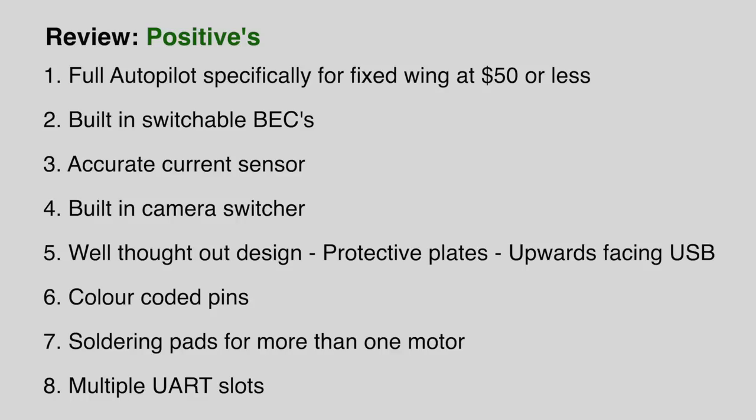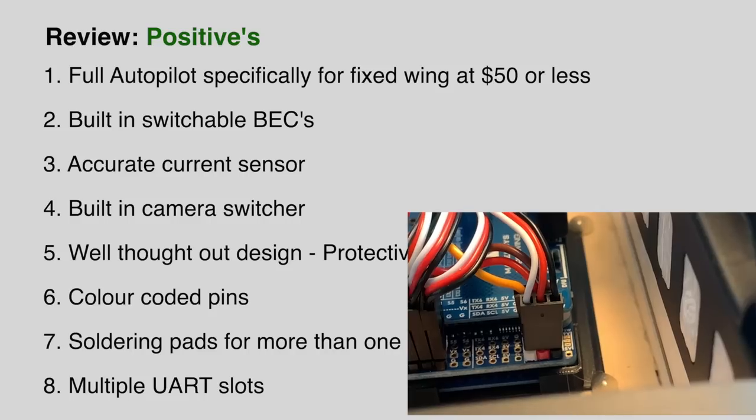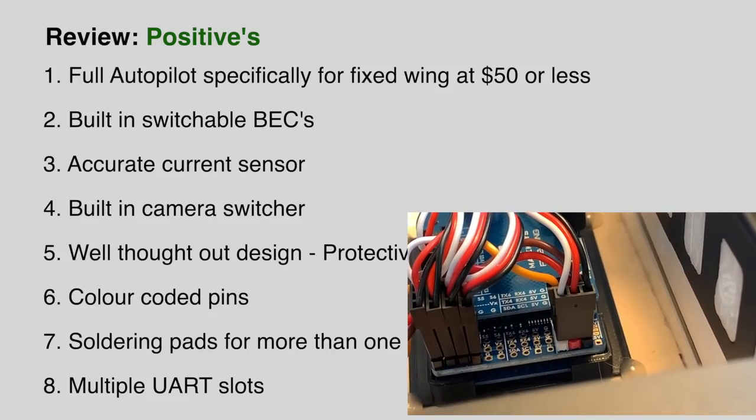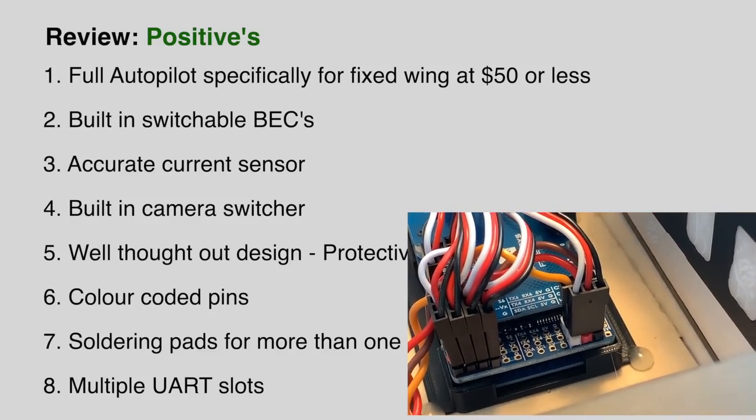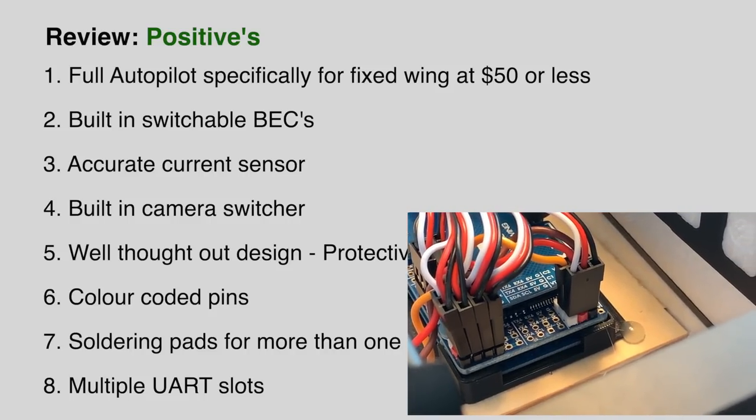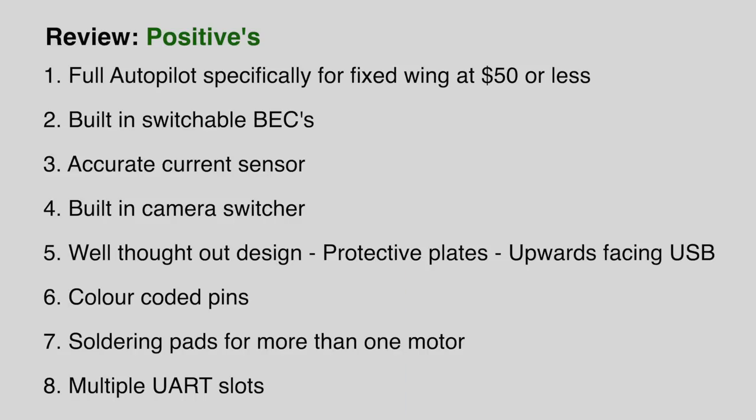Point six is color-coded pins. This may sound like a really small thing, but it does make it so much easier when you're connecting all your servo cables to the board. It also means you're less likely to plug one the wrong way around. Point seven is soldering pads for more than one motor, which just means that it would be a lot cleaner install if you have two motors running on your fixed wing. And point eight is that you have multiple UART slots. You're not going to go short in this area.